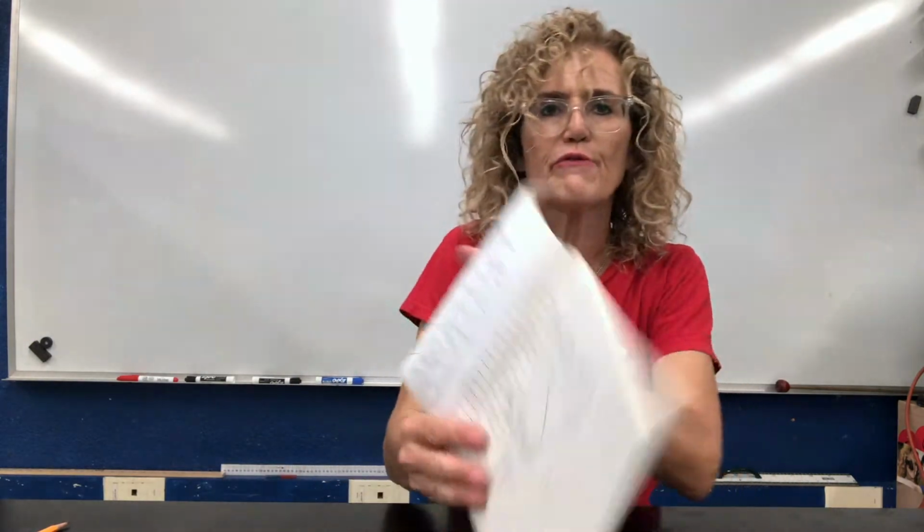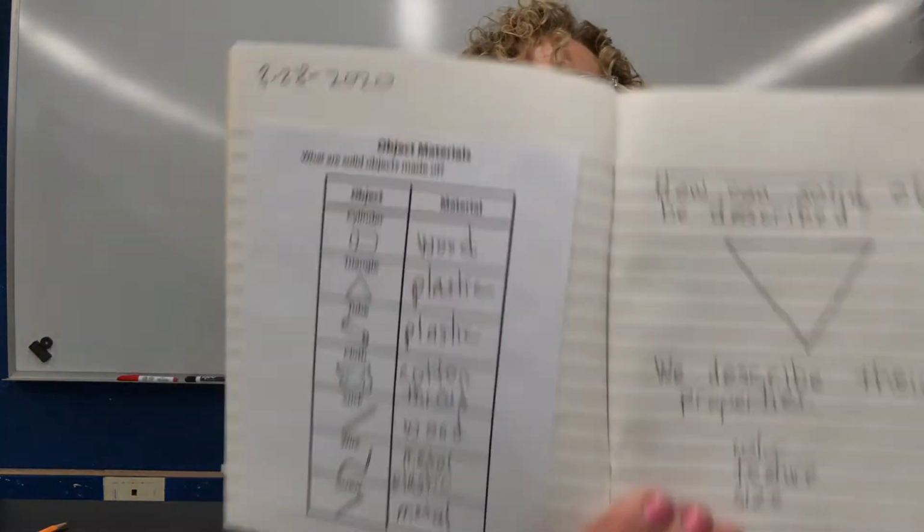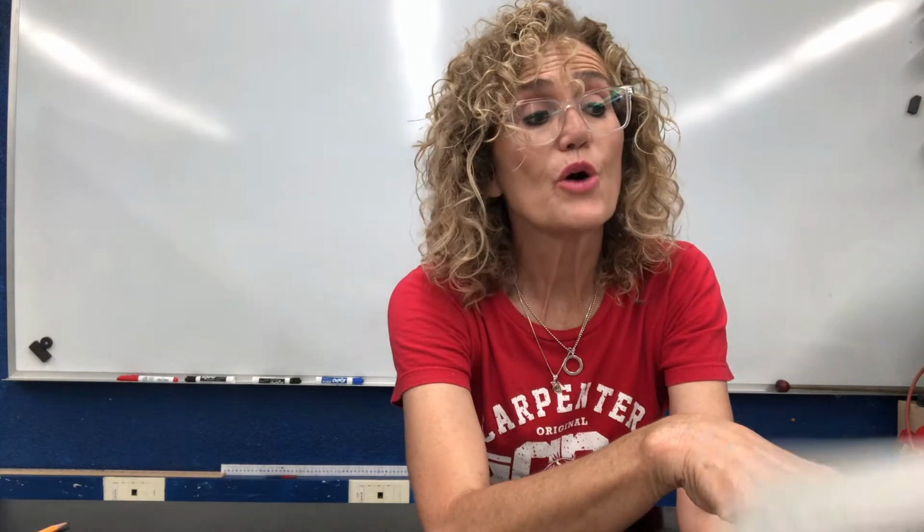Okay, boys and girls, I want us to go back to our very first page that we glued in when we talked about the object and the material. So we said that the cylinder was made out of wood. The triangle was made out of plastic. The tube was made out of plastic. The cloth was made out of cotton. And we noticed that each one of those materials had different properties.